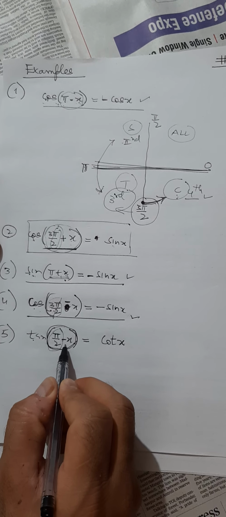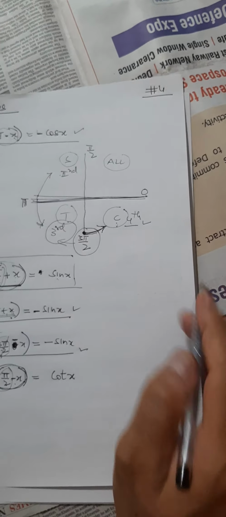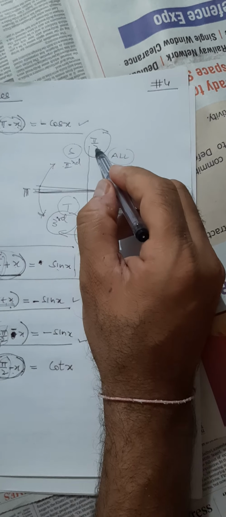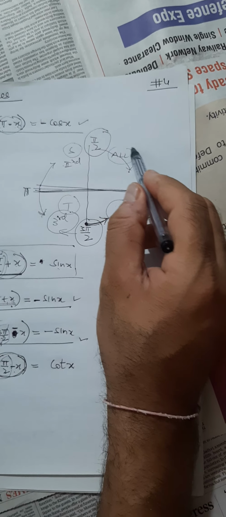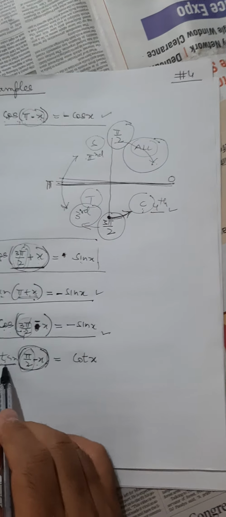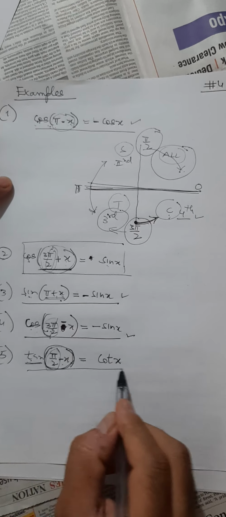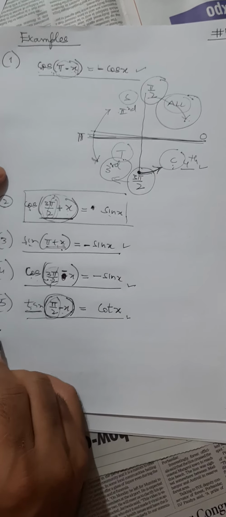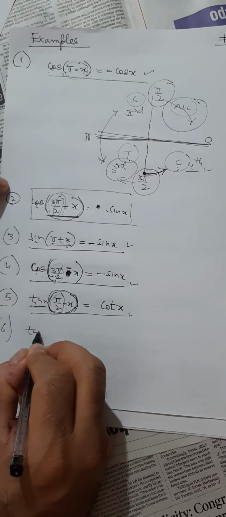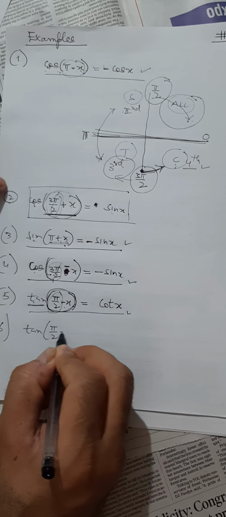Pi by 2 minus something. Where is pi by 2 on the unit circle? Here. Minus means you are going back. Going back means in the clockwise direction. So it will fall in which quadrant? First quadrant. There all trigonometric functions are positive, so here a plus sign. Next, suppose I want to do, let me write, tan(pi by 2 plus alpha).